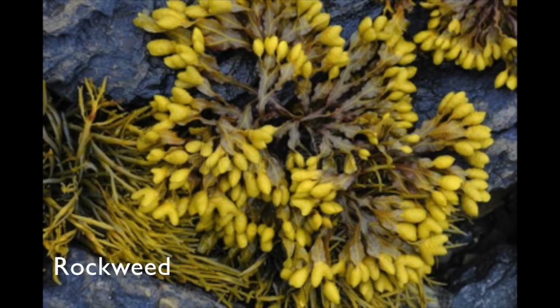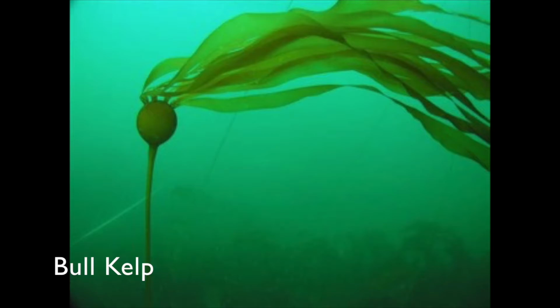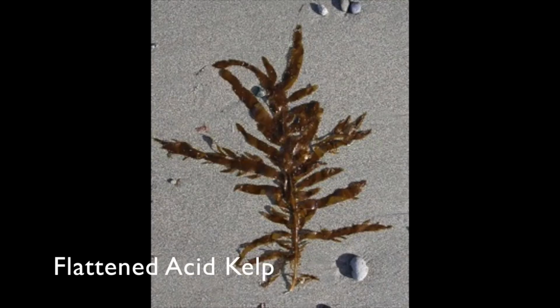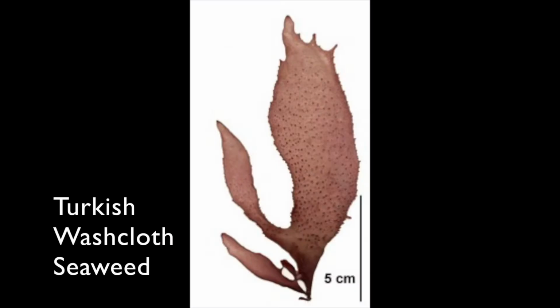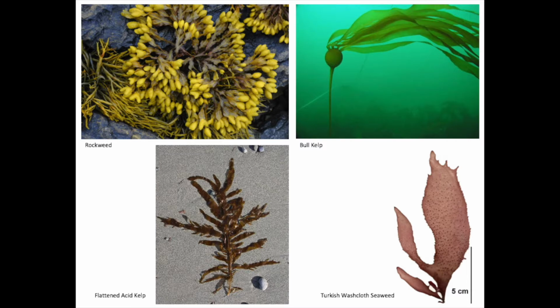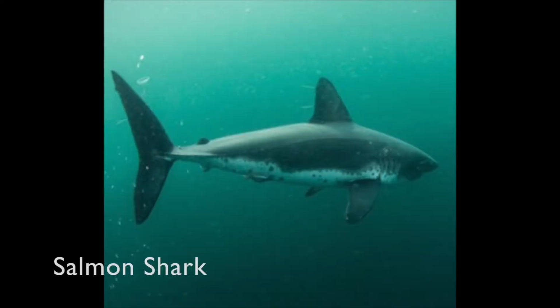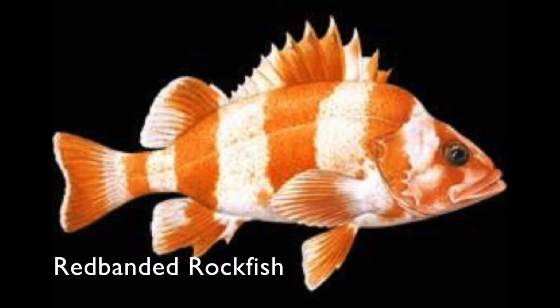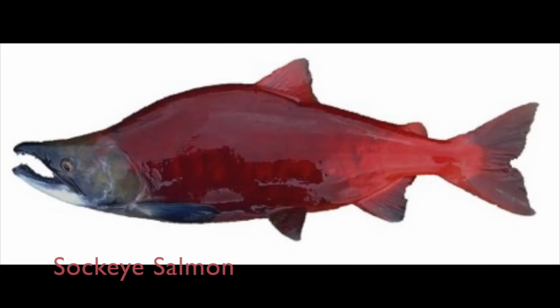They are rockweed, bull kelp, flattened acid kelp, and Turkish washcloth seaweed. Have you seen these types of seaweed when you've visited beaches on the North Shore? The fish we'll be representing in our art project are salmon shark, red-banded rockfish, and sockeye salmon.